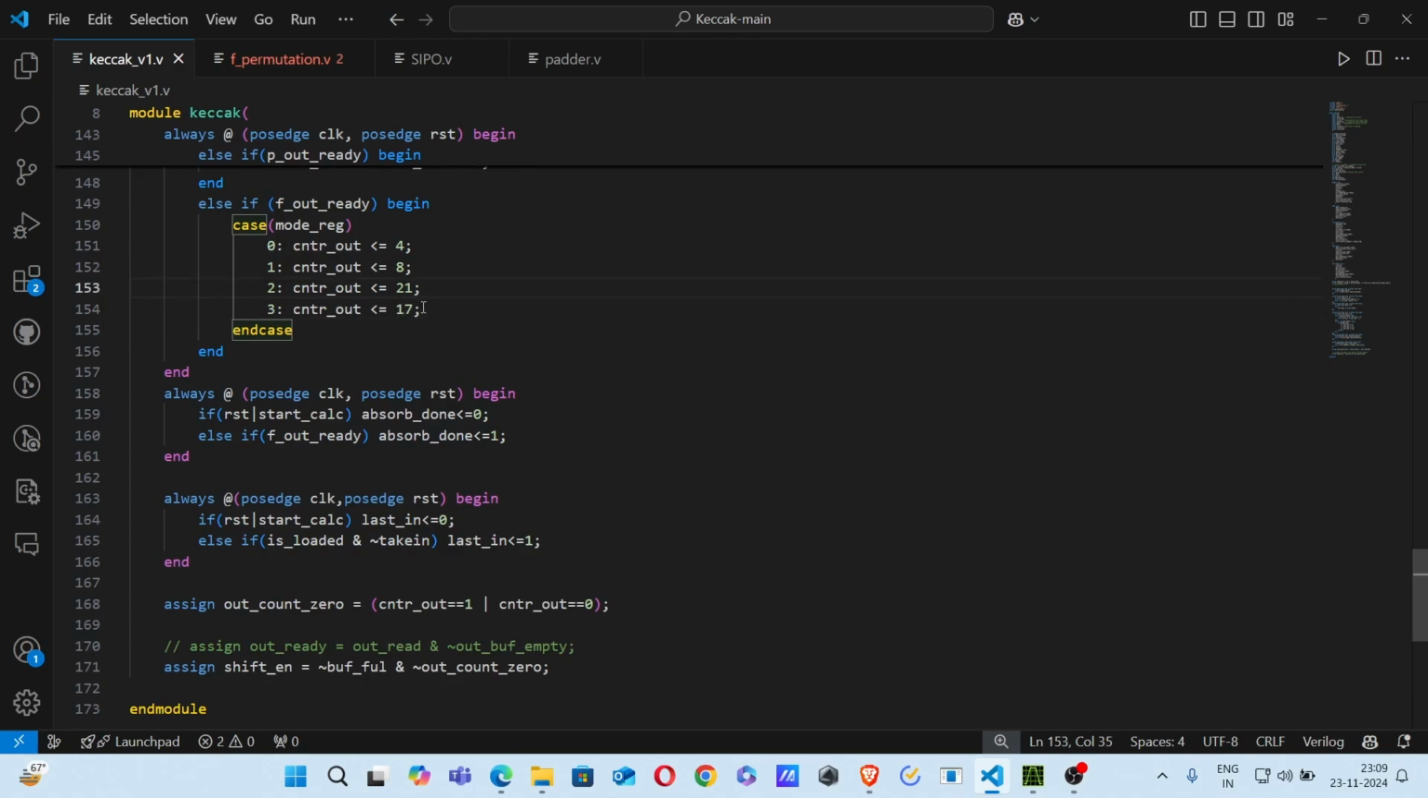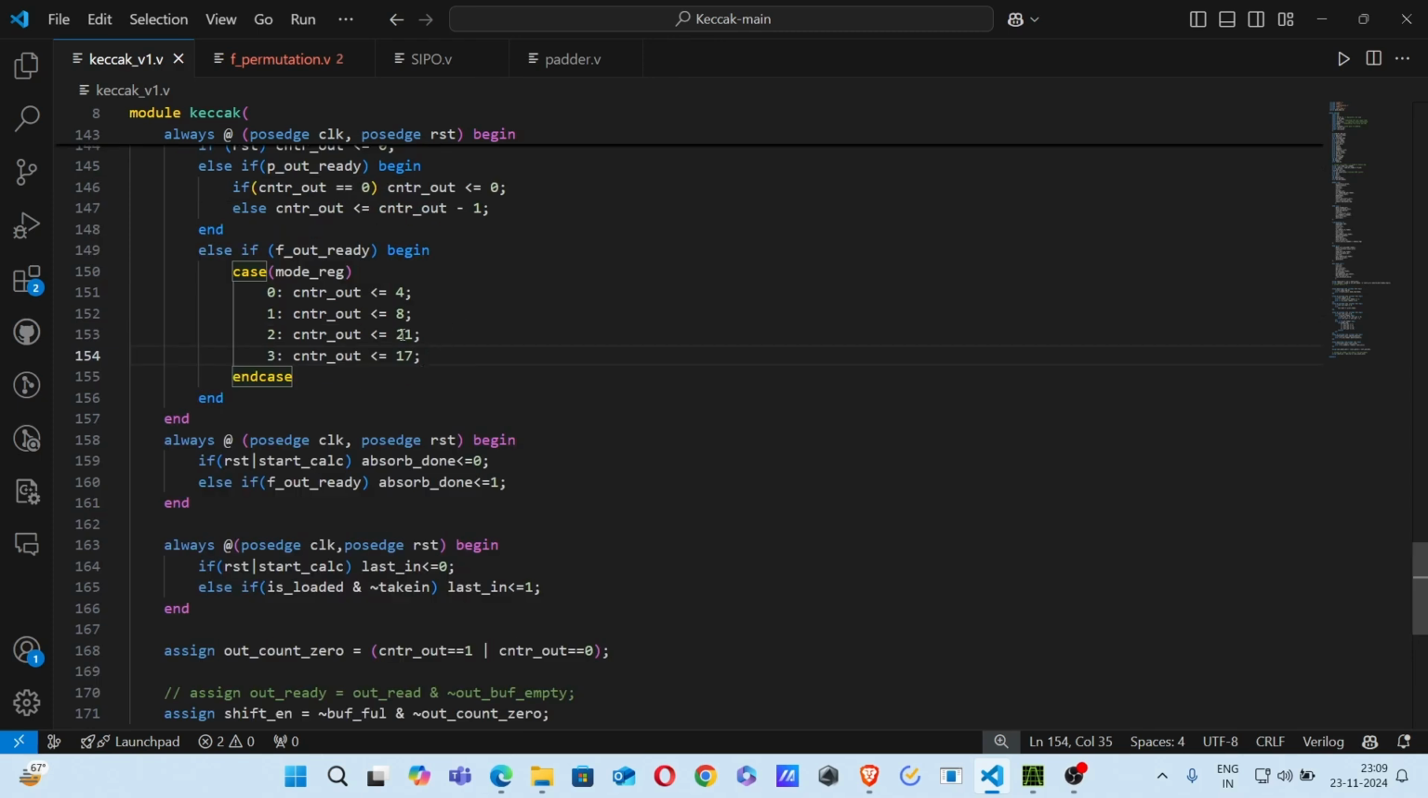But again, these can be loaded again for extendable output if multiple squeezes are required. So this 21, after it goes to 0, if more bits are required from the sampling unit, it can again be loaded and 21 more cycles shifted.